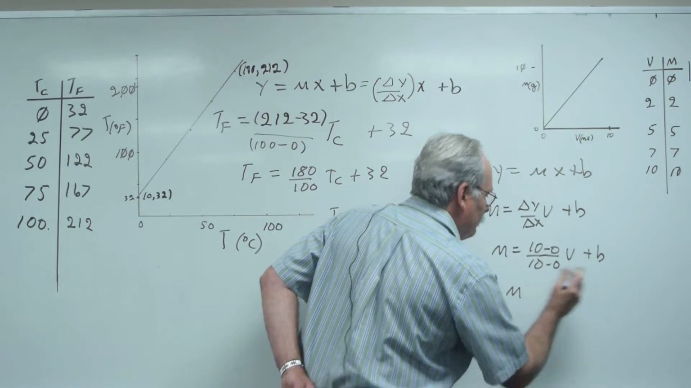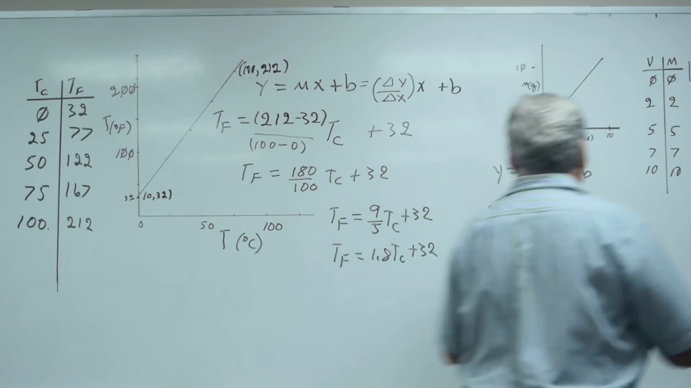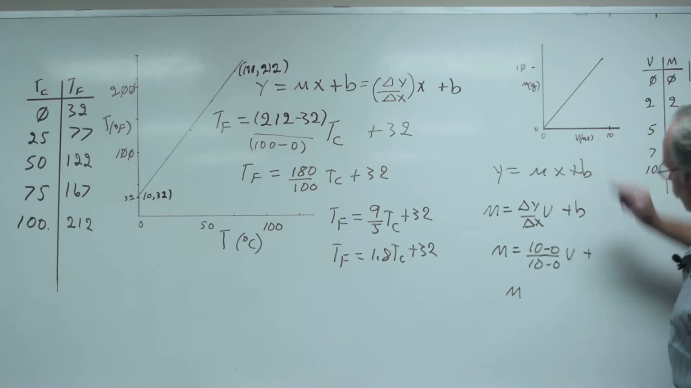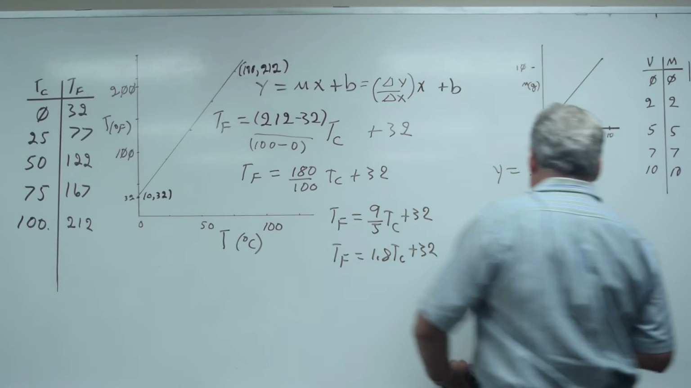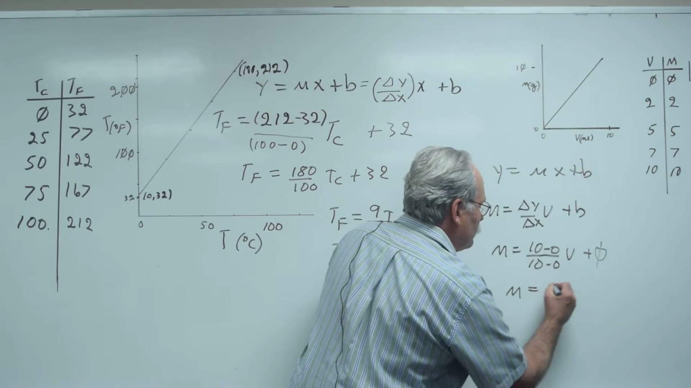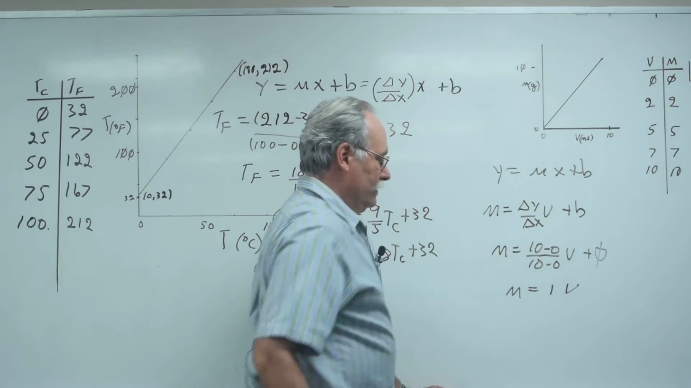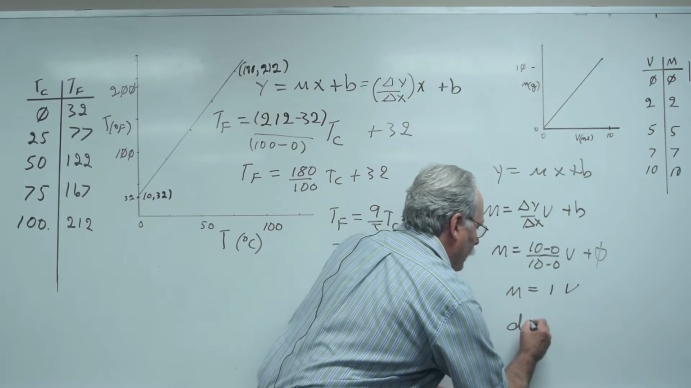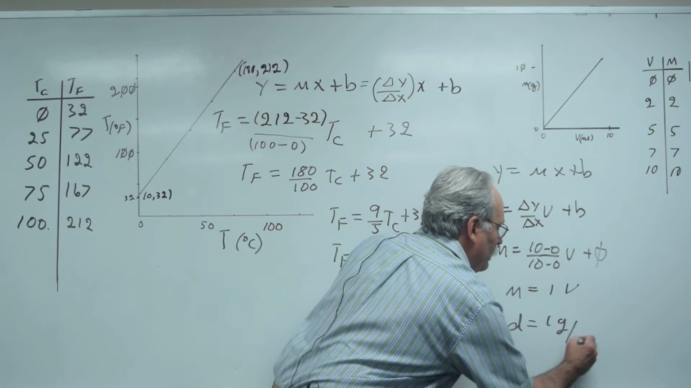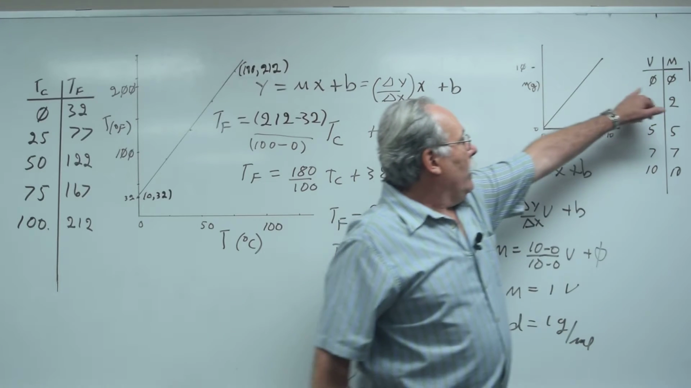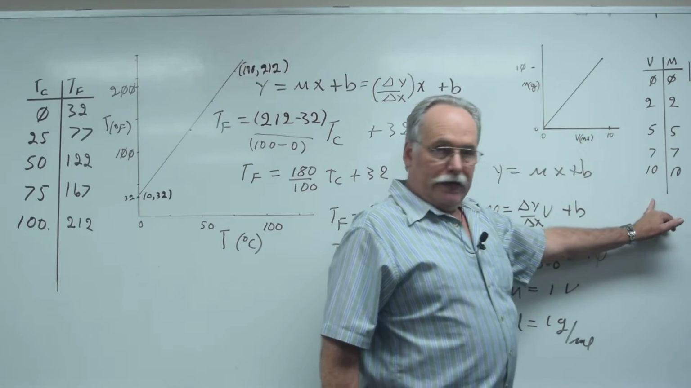So the value of b is 0. So I can now say that the mass of water is equal to 1 times the volume of water, and this 1 is the density of water, so the density of water is 1 gram per mil. Now in the real lab, you would measure this to the precision of your instrument.